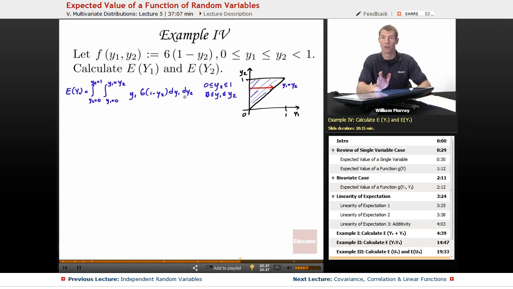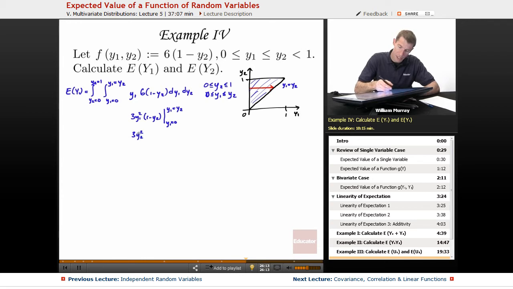Now it's just a double integral problem, so we can solve it using what we learned in Calculus 3. So the first variable, the inside one, is dy1, which means that 1 minus y2 is just a big old constant. Now the integral of 6 times y1 is 3y1 squared. So 3y1 squared. And we want to evaluate that from y1 equals 0 to y1 equals y2. So if I plug in my limits for y1, 3y1 squared will give me 3y2 squared.